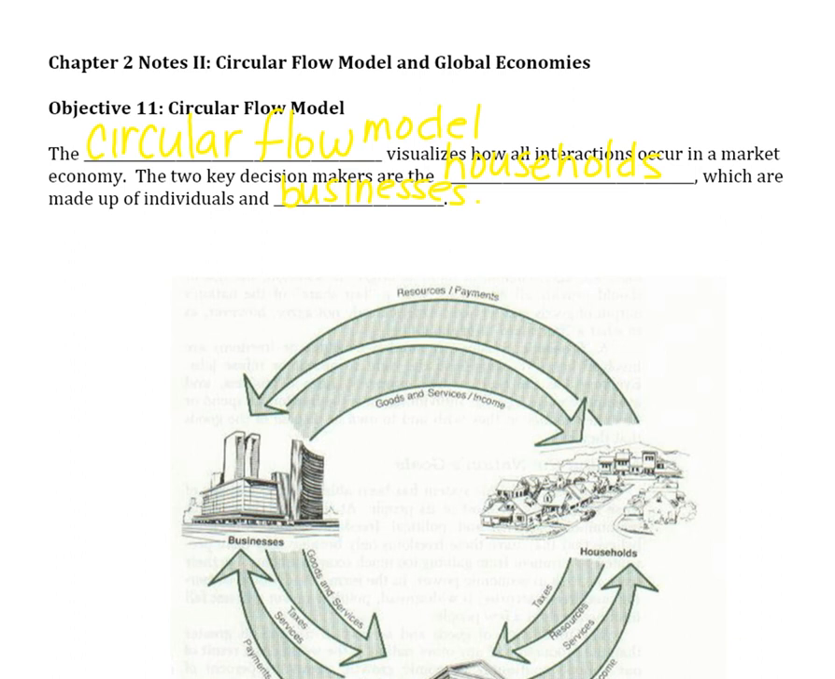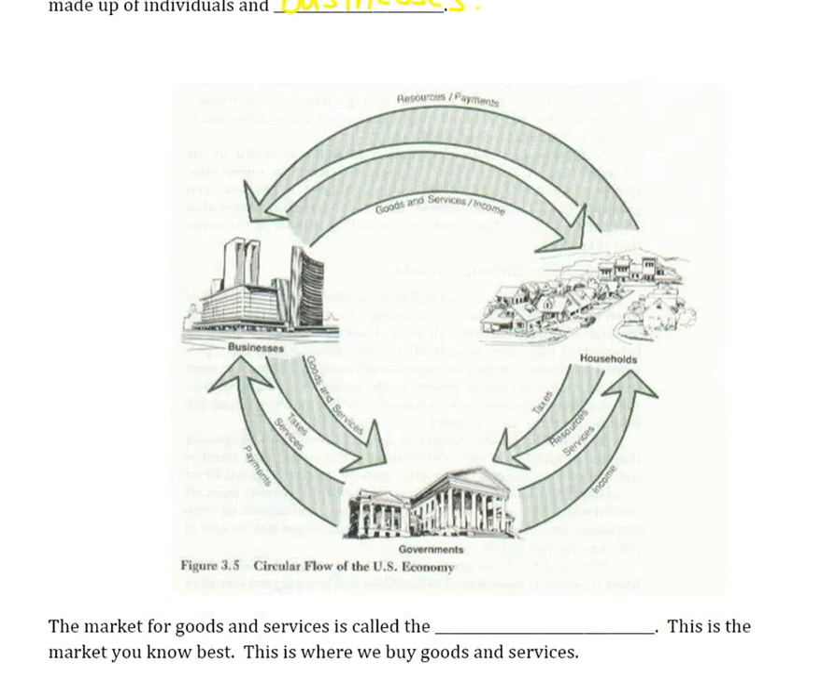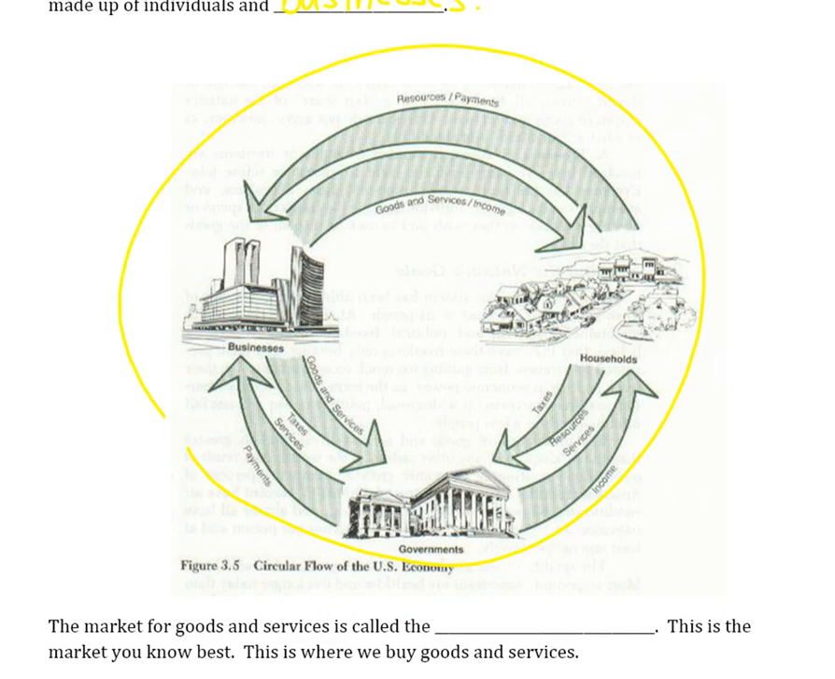So let's look at the circular flow model. All right, so as you can see, it is circular in nature, right? We have several different things on here to take note of. We have businesses, we have households, and we have the government. For an example, the government provides services to the households. And in return, the households pay taxes to the government.